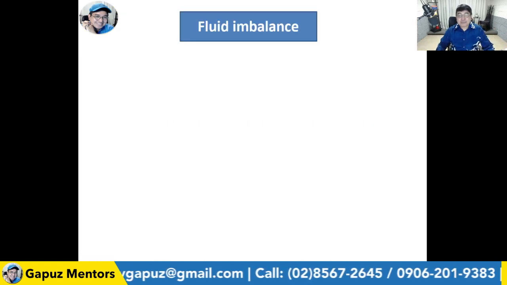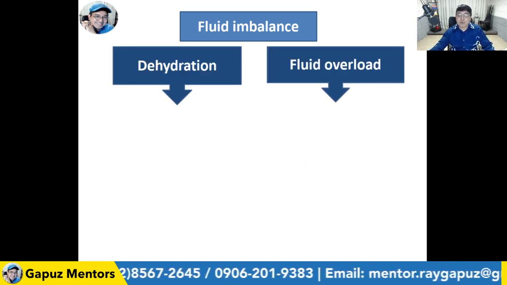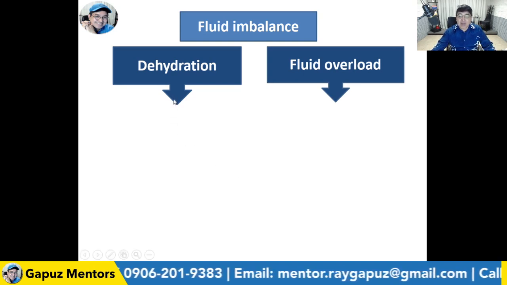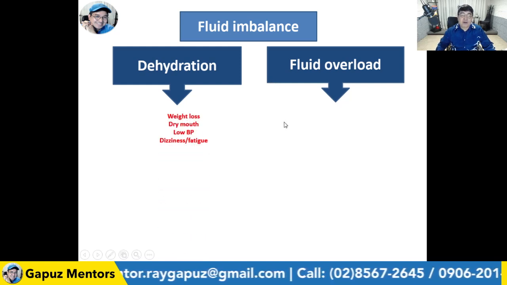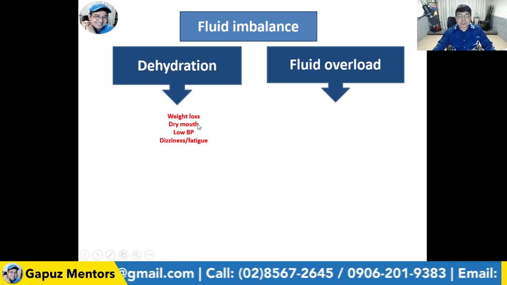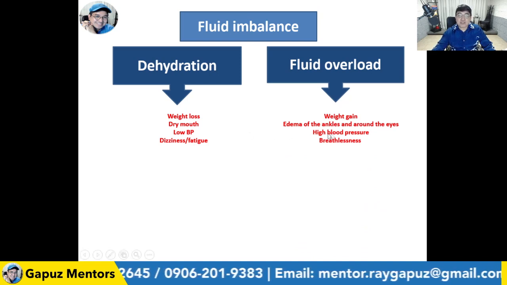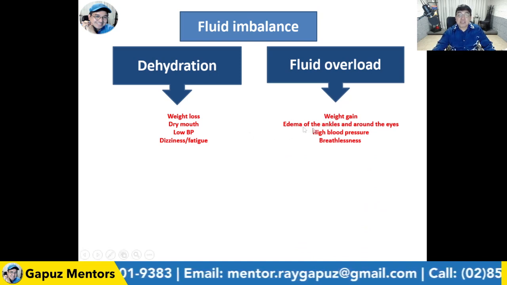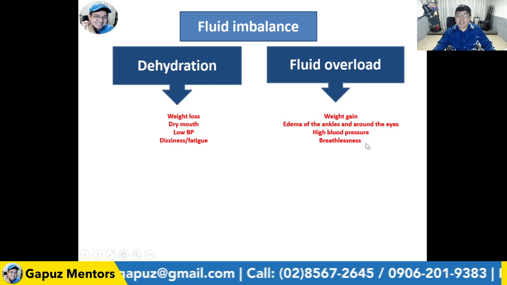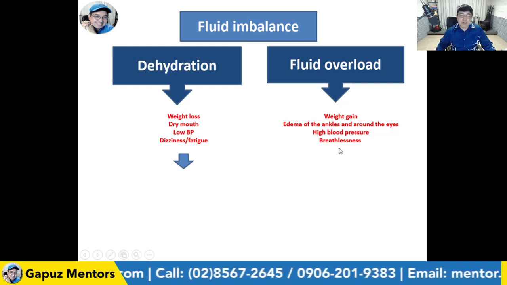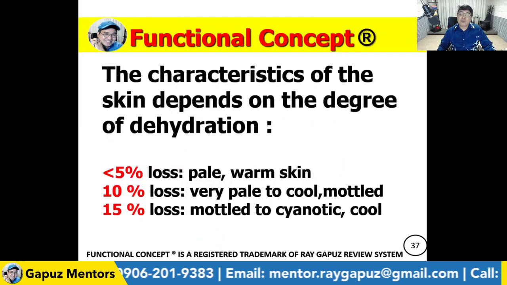Here's a comparison of fluid imbalance between dehydration and fluid overload. Once again, when you have dehydration, you have high albumin. When you have fluid overload, you have low albumin. Dehydration is characterized by weight loss, dry mouth, low blood pressure, dizziness, and fatigue. Fluid overload is the opposite. Your patient will have weight gain, edema of the ankles and around the eyes, high blood pressure because of the retention of fluids, and breathlessness, so difficulty in breathing. Your priority nursing diagnosis for dehydration would be fluid volume deficit. For overload, we have fluid volume excess.